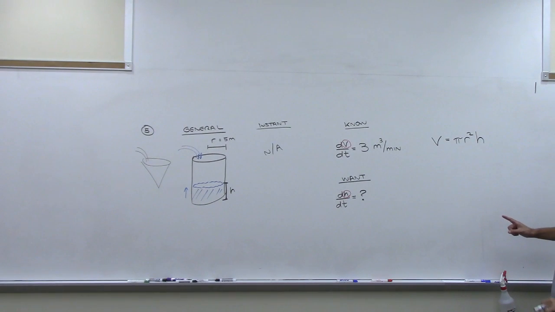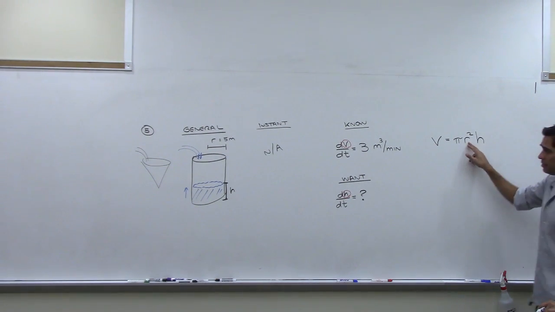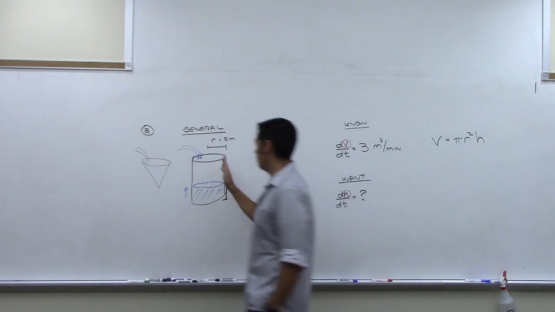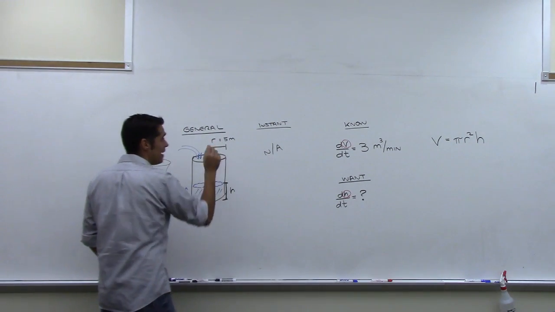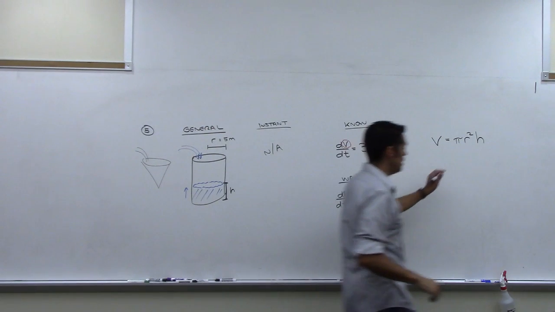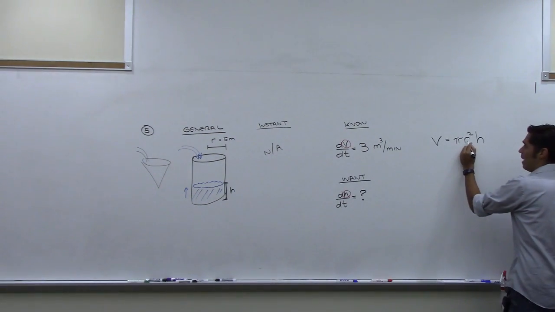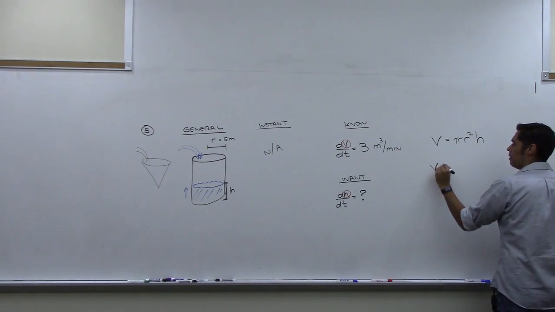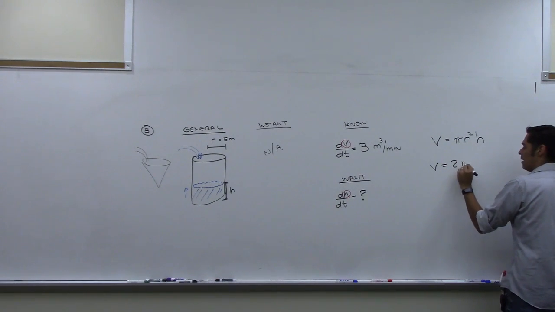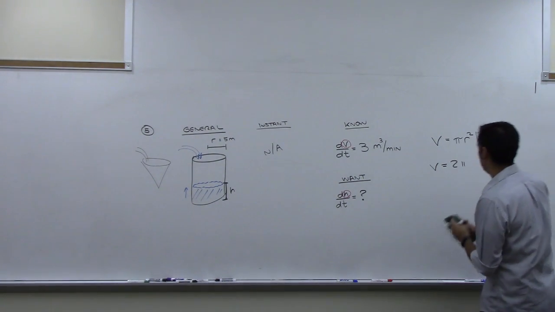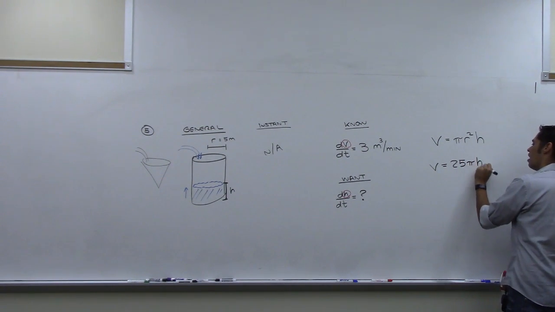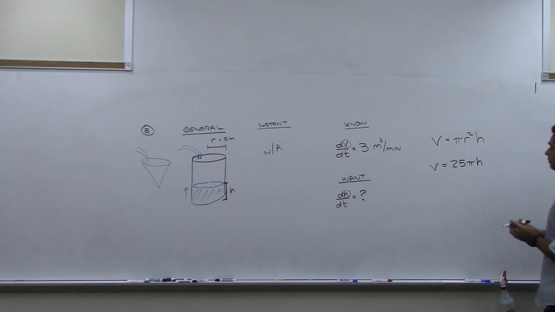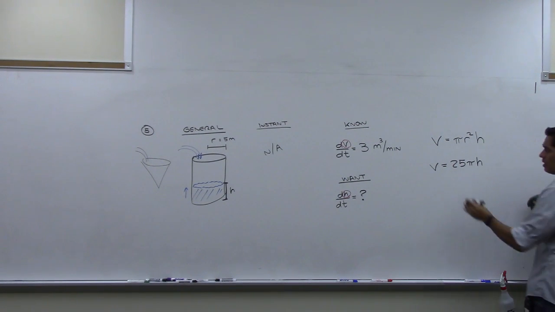In this problem though, the radius is always 5, right? That never changes, ever, this radius. So at this point I can replace the radius with 5 and square it to get 25. And I'm allowed to do that before I take the derivative, but only because it's constant throughout the entire problem. So V = 25 pi h is the equation I'm going to differentiate, with respect to time.